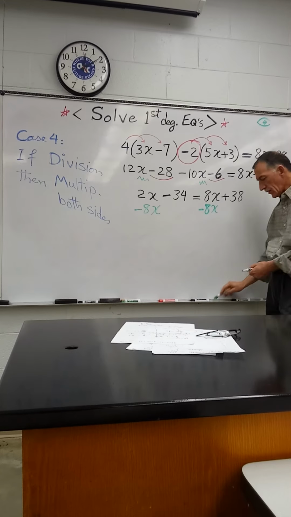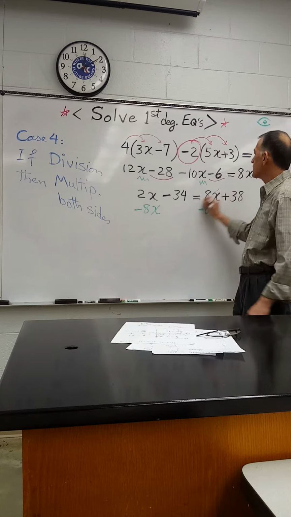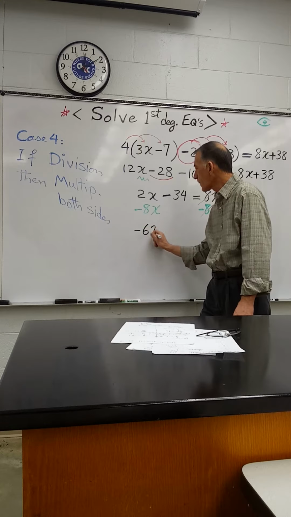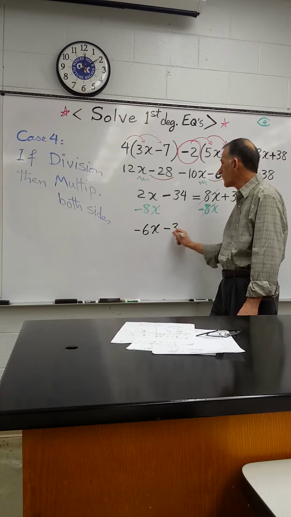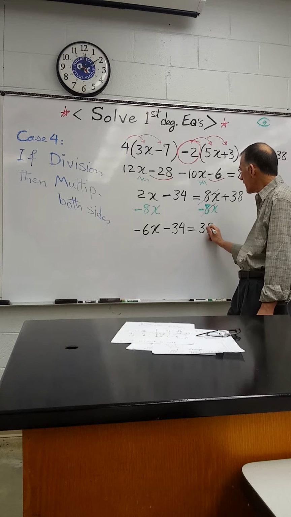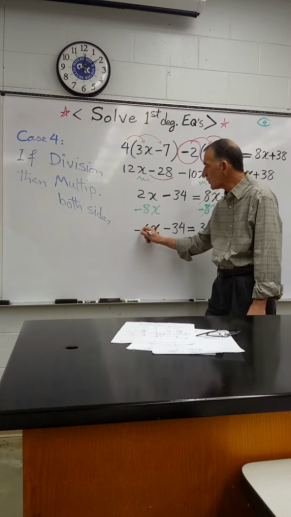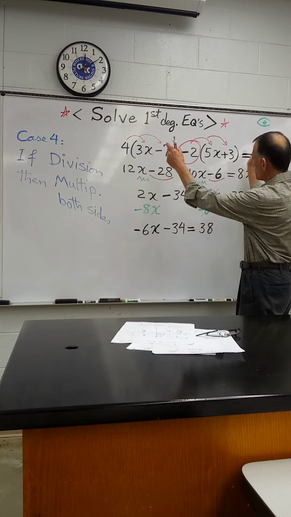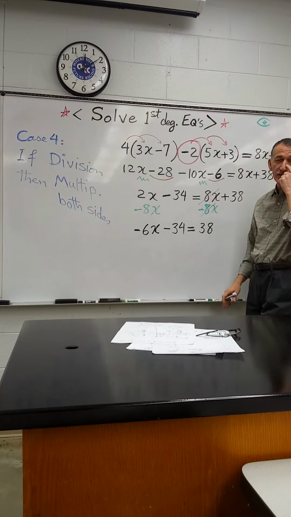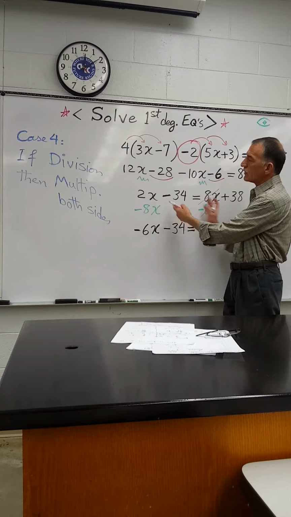Alright, so now the right side, the 8x and the 8x will cancel. So this is going to 0, the other side is going to give me minus 6x, negative 34 equal to 38. So now I have simplified this equation to a smaller and smaller expression, and if you notice, it's coming down like a funnel, and finally at the end of the funnel you squeeze the answer out. So there it is.